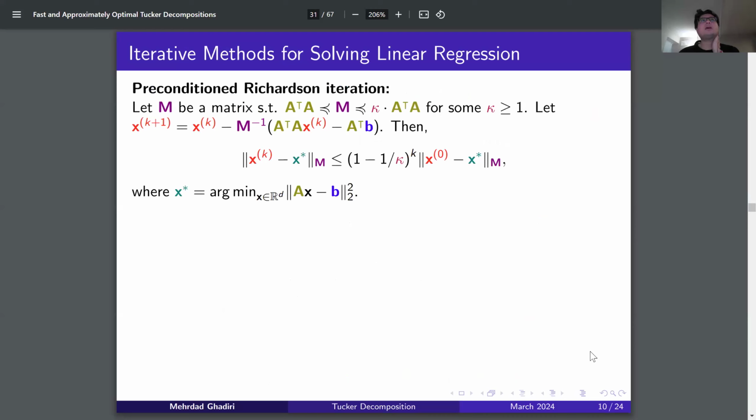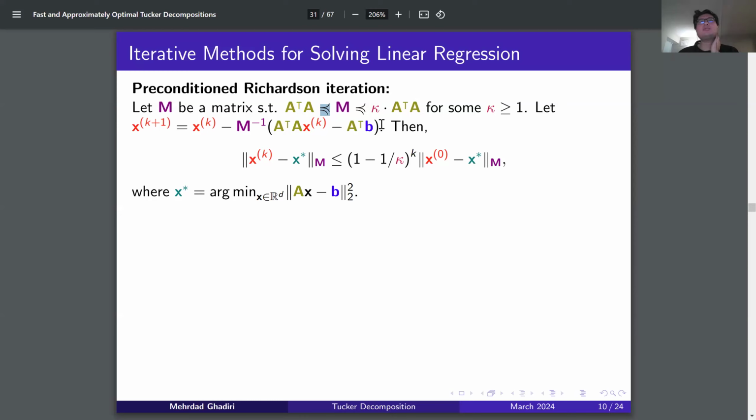Okay. So what is the iterative method we are going to use? It is a very classic thing, I think from the 70s or even older. It is called preconditioned Richardson's iteration. What it does is that suppose I have a matrix M that spectrally approximates A transpose A. What do I mean by spectrally approximates? This is the PSD, positive semi-definite ordering notation, and M is between the matrix A transpose A and kappa times A transpose A.